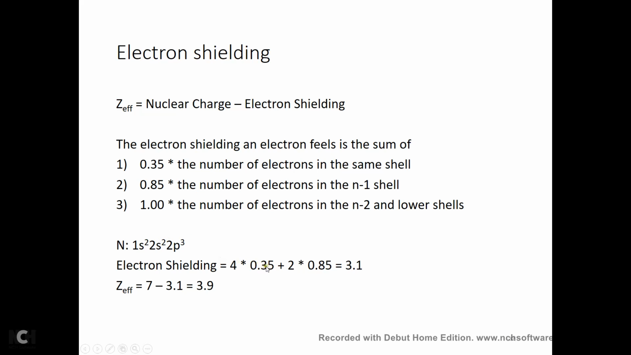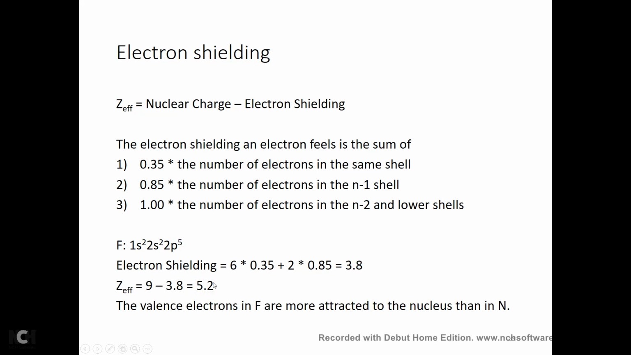So it's 4 times 0.35. And this is the n-1 shell. The n-1 shell contains 2 electrons. So 2 times 0.85. So this is 1.4, this is 1.7. Together you have 3.1. So the electron shielding for each valence electron is 3.1. What about the effective nuclear charge? The total nuclear charge is 7 minus 3.1, you get 3.9. So this is the effective nuclear charge. This is an indicator of the attraction felt by the electron.